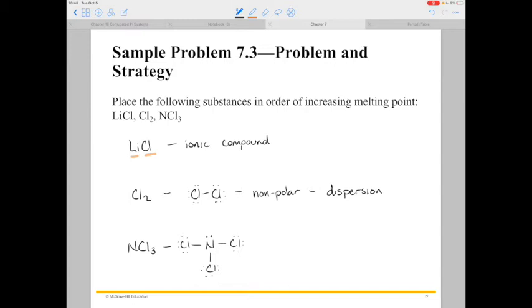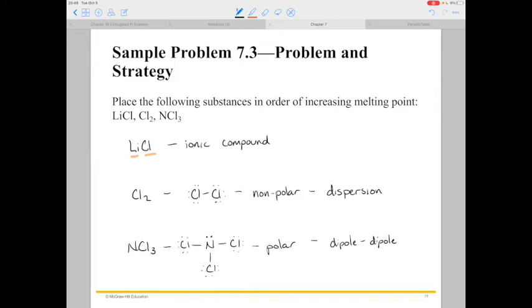So here is the structure for nitrogen trichloride. Again, I have a lone pair on my central atom. That means that this is polar, but there are no nitrogen-hydrogen bonds, right? So I'm not quite at that level of hydrogen bonding yet. This is now just dipole interactions.